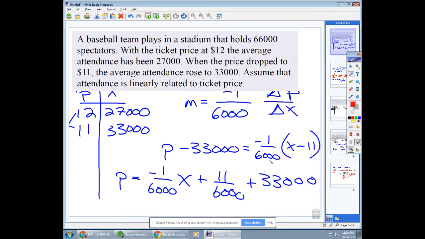Oh, I put these numbers in the wrong spot. And it still worked out? No, the first one did. I did that both times. I put the numbers in the wrong spot. This should be if price is 11, people is 33,000. So this way would have worked too had I not screwed that up. Okay, so that is screwed up there.